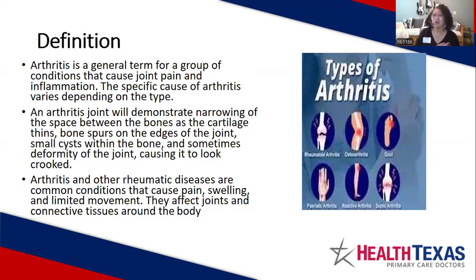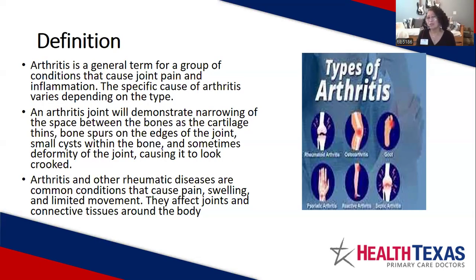So, when we talk about arthritis itself, what is it? Well, it's a general term for a group of different conditions that cause joint pain and inflammation. The specific causes of arthritis can vary depending upon the type of arthritis that you have. An arthritic joint will demonstrate narrowing of the space between the bones as the cartilage starts to thin. It wears down. Bone spurs on the edges of the joint, small cysts within the bone, and sometimes deformity of the joint can actually cause crookedness or distortion of that bony area.